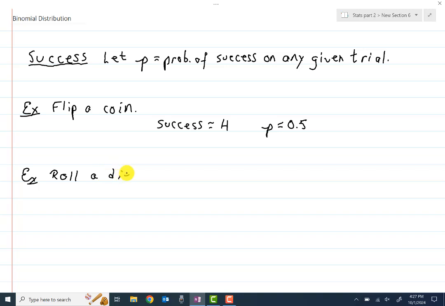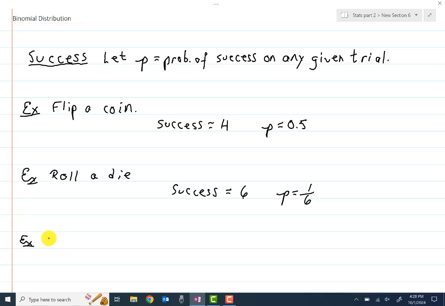Roll a single die. Suppose success to you is getting a 6. You want the highest score for some reason. Well, the probability of any one number on one roll of a die is 1 out of 6.